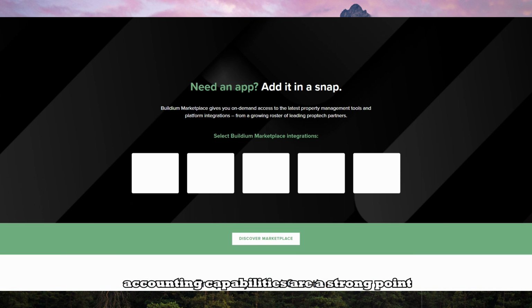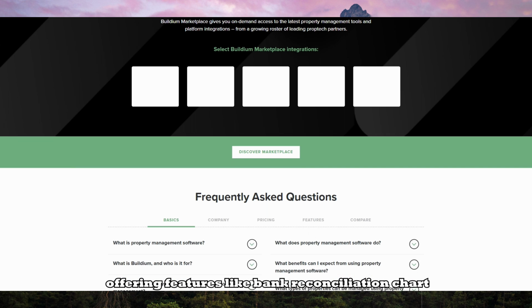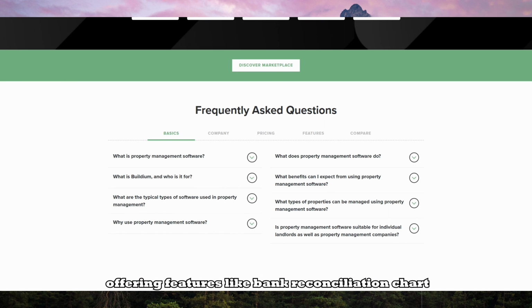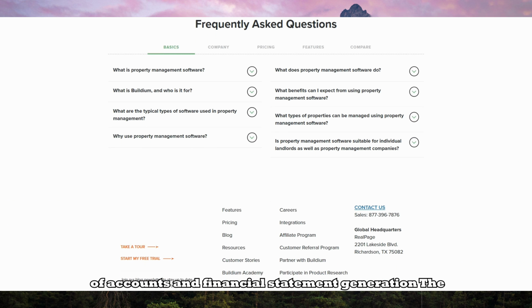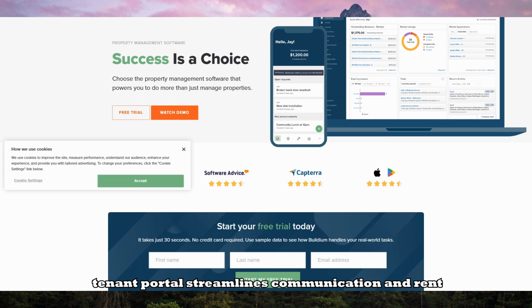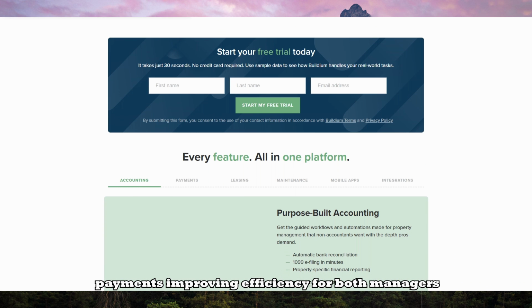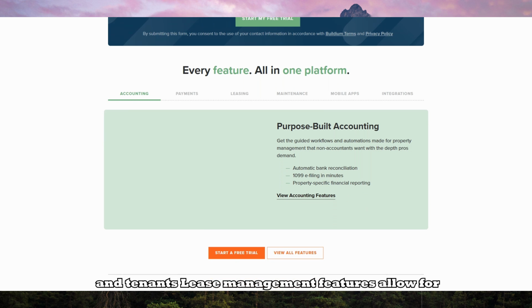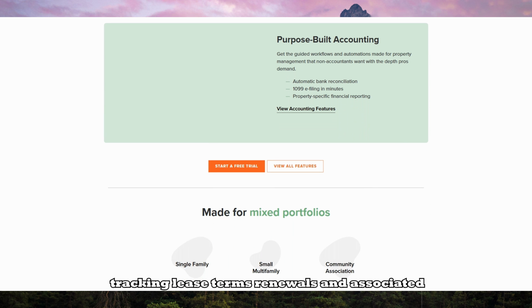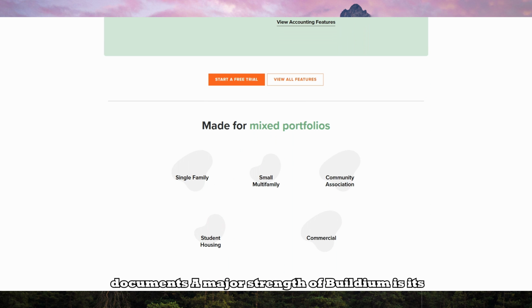Its accounting capabilities are a strong point, offering features like bank reconciliation, chart of accounts, and financial statement generation. The tenant portal streamlines communication and rent payments, improving efficiency for both managers and tenants. Lease management features allow for tracking lease terms, renewals, and associated documents.